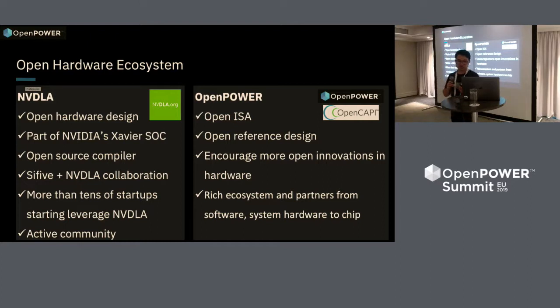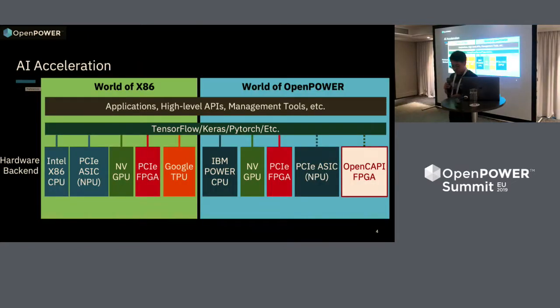And if we take a look from a different angle, from the production perspective, we can see that here is a picture showing, for the AI accelerators, what kind of solutions we now have for the computer systems. I have two parts, x86 and OpenPOWER. So for x86, we choose to use Intel's CPU, Nvidia's GPU, the PCIe interface FPGA, and Google's TPU to accelerate the AI workloads.